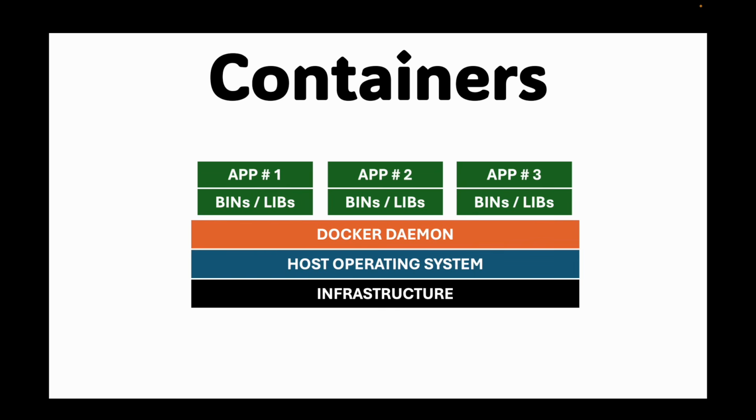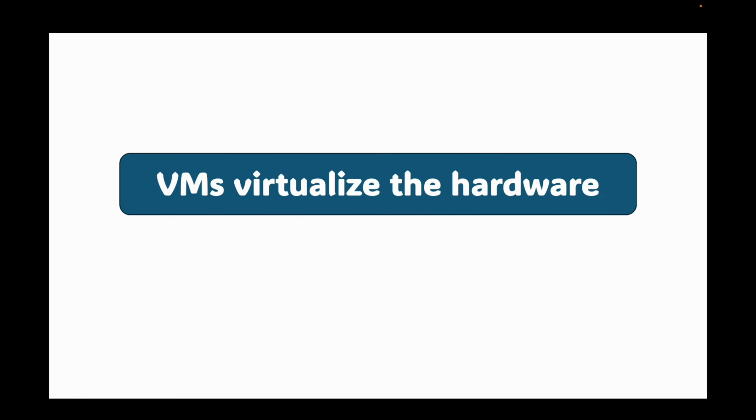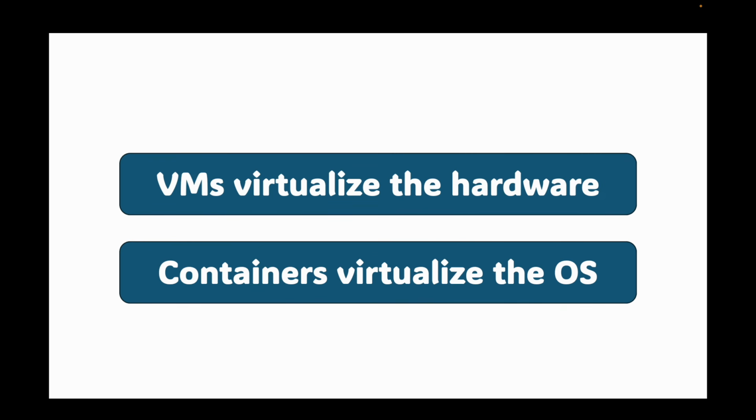This makes them incredibly lightweight, fast to start up, often in milliseconds, and incredibly efficient. You can run dozens of containers on a single machine where you might only run a handful of VMs. So, to summarize, VMs virtualize the hardware while containers virtualize the operating system. It's a fundamental difference that makes containers so powerful for modern software development. And now you know why Docker is such a big deal.